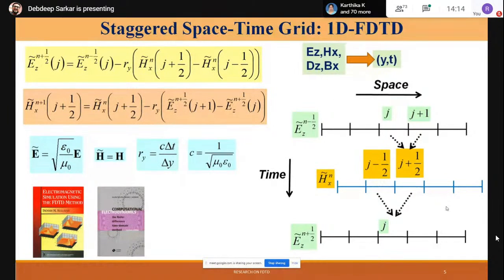Just a little recollection: yesterday I considered this 1D FDTD system that had these quantities, mainly Ez and Hx. Along with Dz and Bx correspondingly, they were functions of y and t. That is, one is the space variable and one is the time variable. So in that case, I called it 1D FDTD.